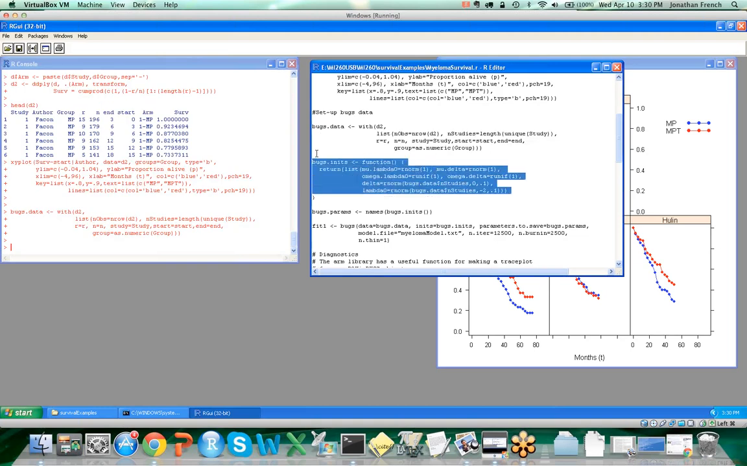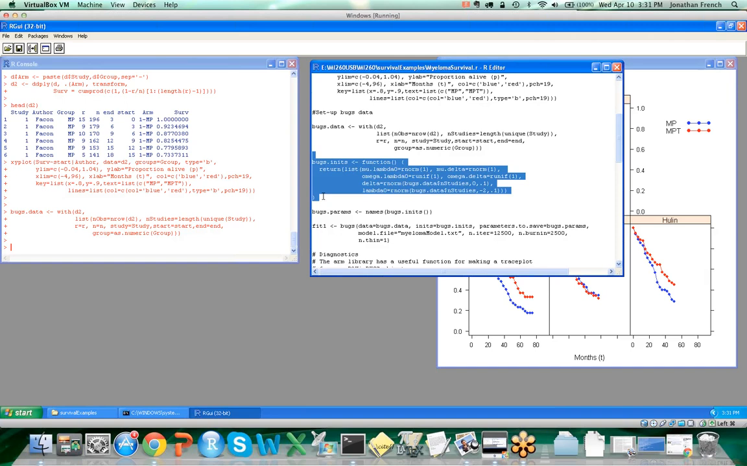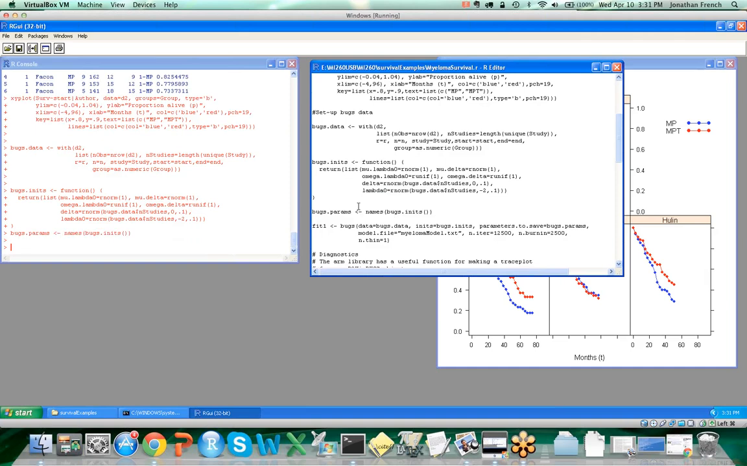In this case, for the initial values, we'll set up a function that generates initial values for mu lambda, mu delta, omega delta, and then for each of the study-specific lambdas and deltas as well. Again, you don't really have to provide initial values for the study-specific parameters, but it gets your MCMC chains going from a reasonably good starting point. And then we'll just monitor all of these parameters that we've defined initial values for.